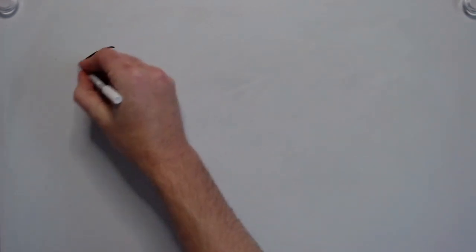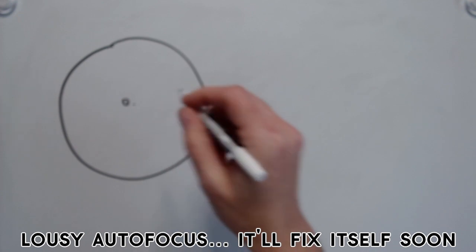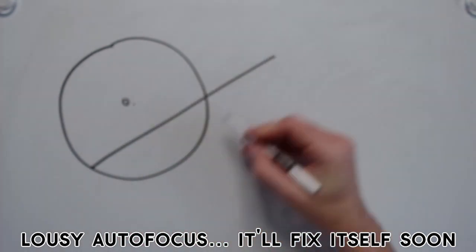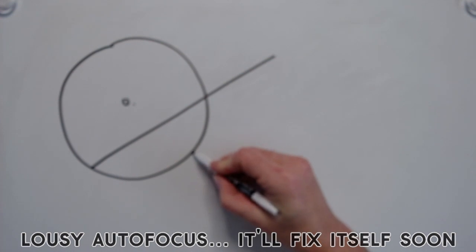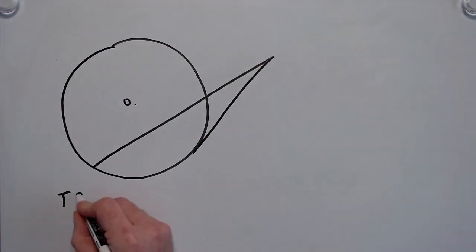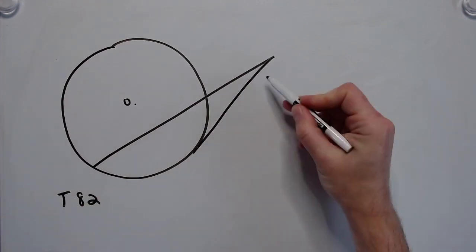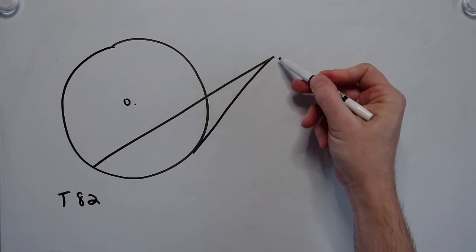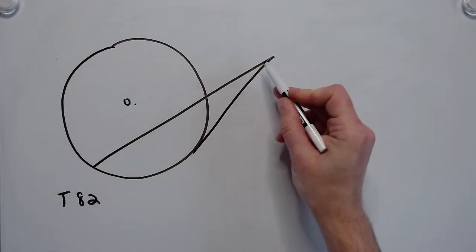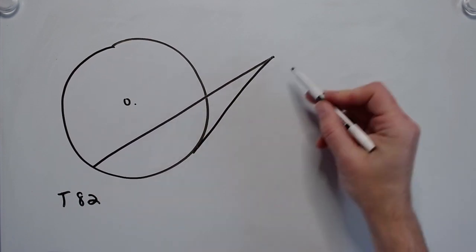Okay, last circle of the day, like this. O. And what we're going to do is draw a secant out to here-ish. And then I'm going to draw a tangent from this point of the circle out to here. And of course, now we're talking about theorem 82. So if a secant and a tangent intersect in the exterior of a circle, then the product of the lengths of the secant segment and its external segment is equal to the square of the length of the tangent segment.